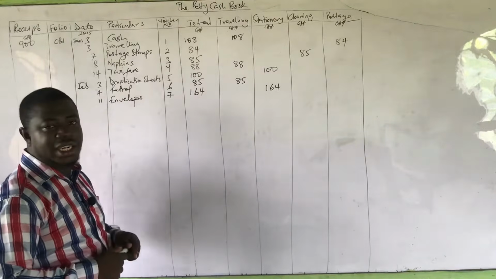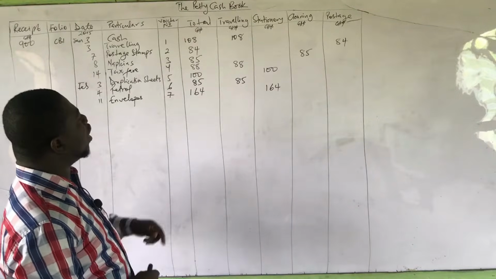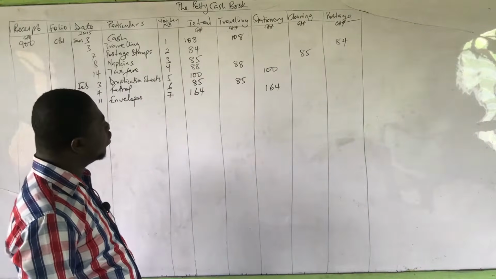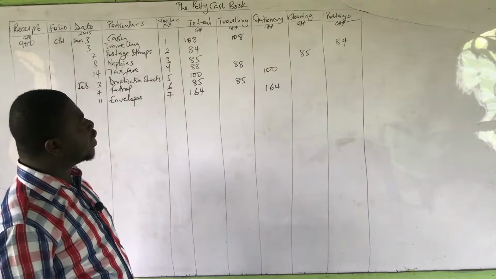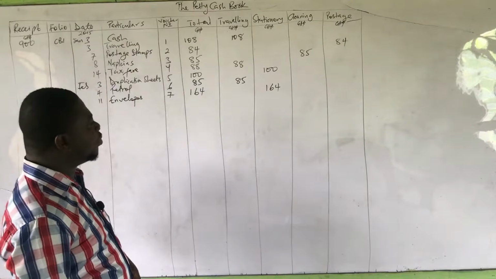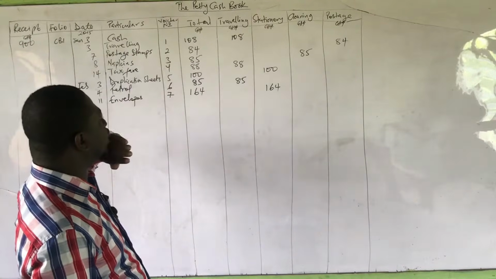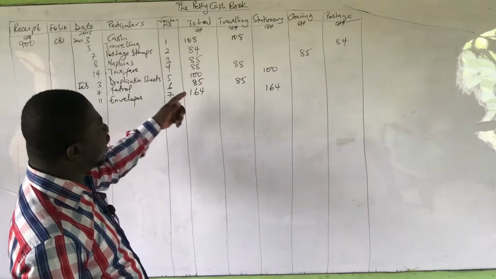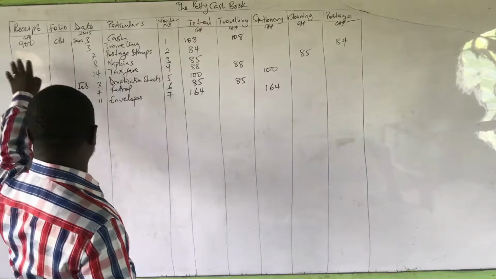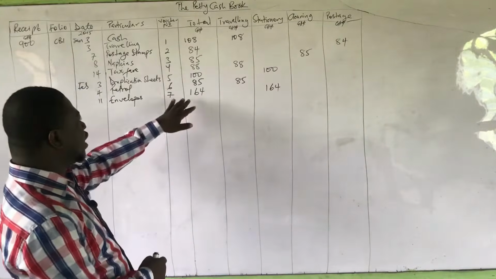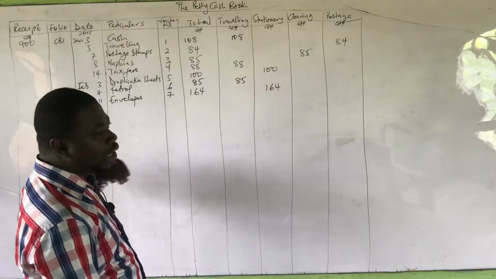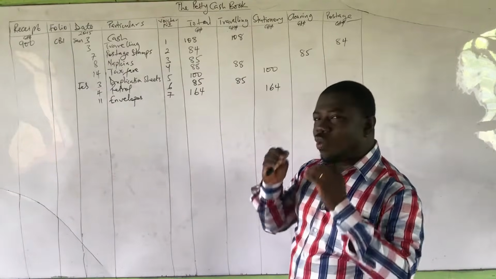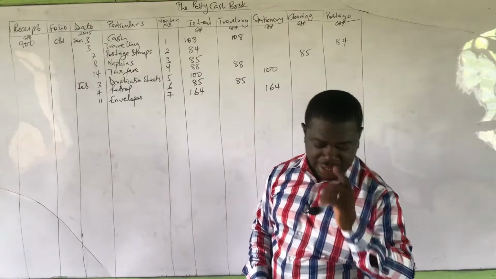At this point, we can add up to see how much we have spent so far. 108, 84, 85, 88, 185, 164. When we add that up, we are going to get 714 Ghana cedis. And this 714 is still not up to 900. So it means that if you take 714 out of 900, we have 186 Ghana cedis still to spend. So let's move on to our next expenditure.